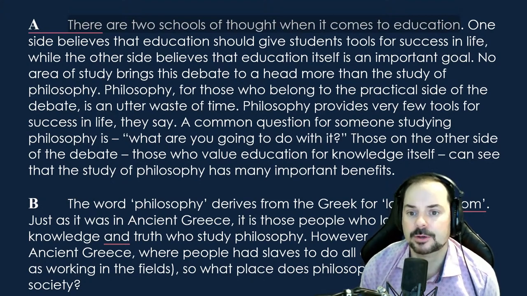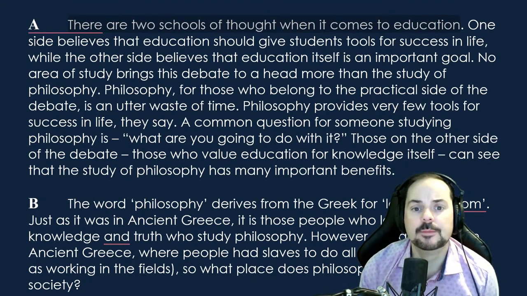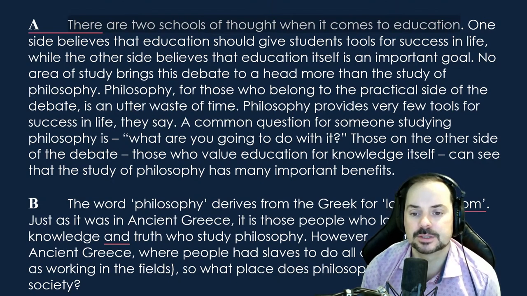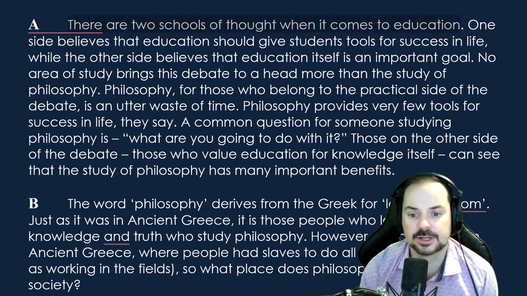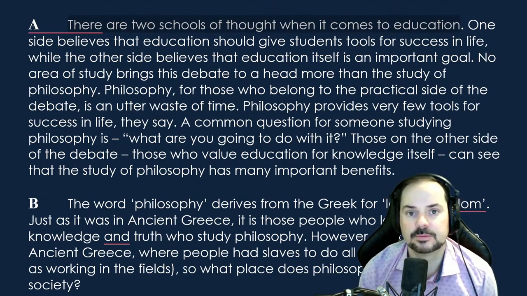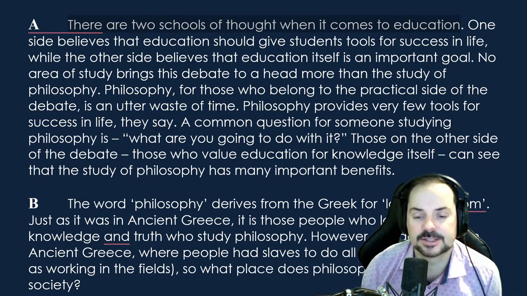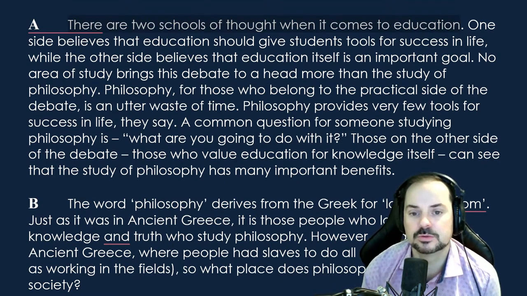Okay, good. Always pay attention to those very first sentences in the paragraphs. What are the two schools? So it says there are two schools of thought. What are the two schools of thought? So this paragraph tries to tell you that, right? It tries to say, hey, there's two schools here. One side says this, one side says that. What are those two schools of thought?